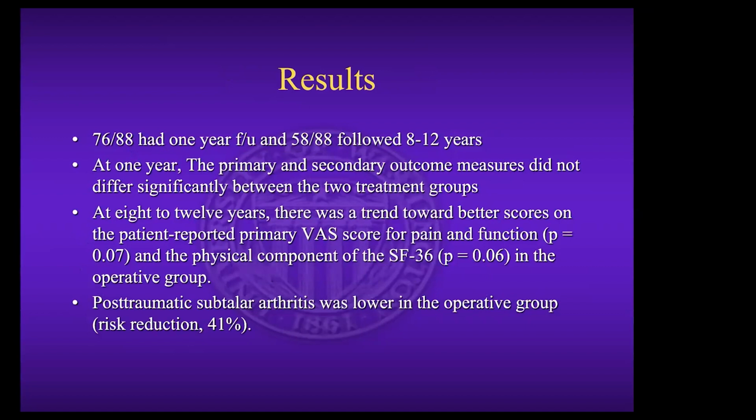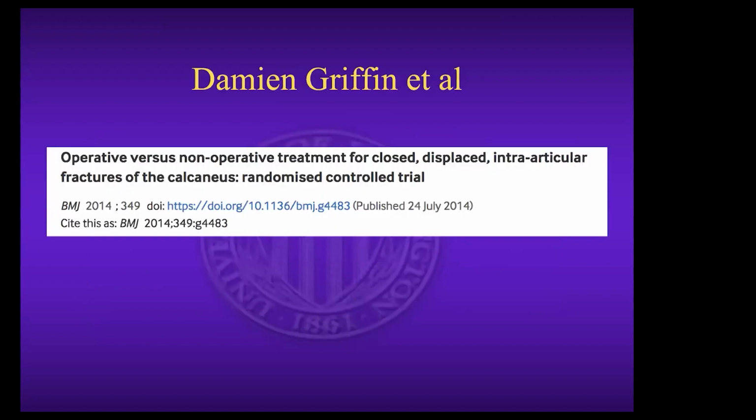And at a year, the primary and secondary outcome measures didn't differ between the two treatment groups. And at 8 to 12 years, there was a trend toward better scores on the patient-recorded primary score and the physical component of the SF-36. But as most statisticians will tell you, a trend is not meaningful. But there was post-traumatic reduction, the reduction in post-traumatic arthritis in the operative group, and a substantial one.